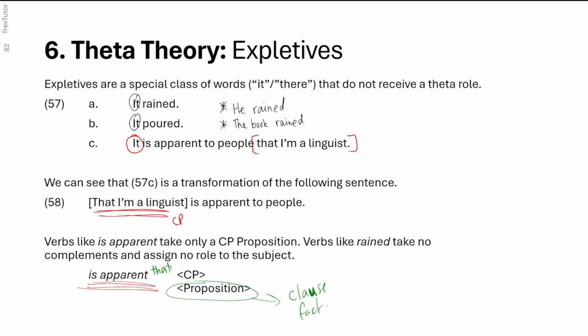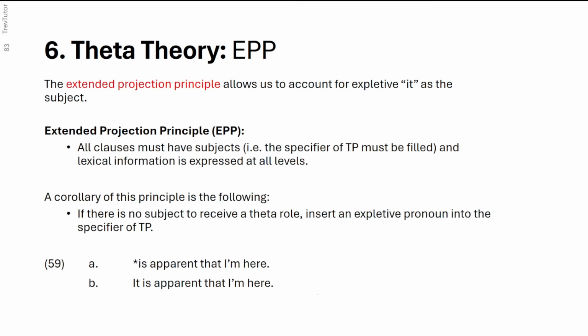So it's not selecting an agent. It's not selecting some sort of subject there. Because it has no subject, we need to insert something to make it grammatical. So we can insert expletives it or there in order to make the sentence grammatical. And the extended projection principle is going to give us some motivation to do so. The extended projection principle is pretty straightforward. It just says that all clauses must have subjects.